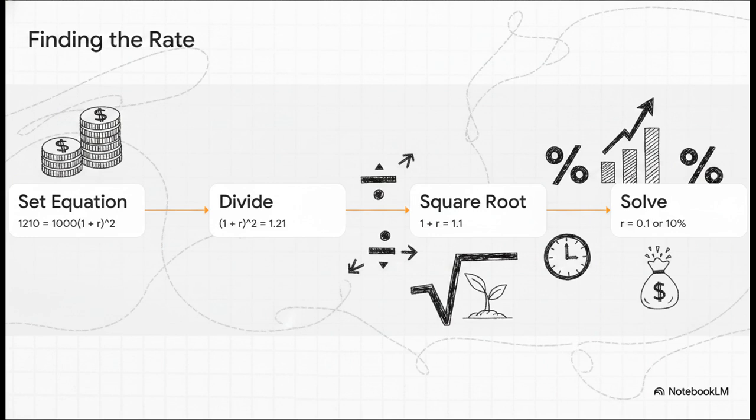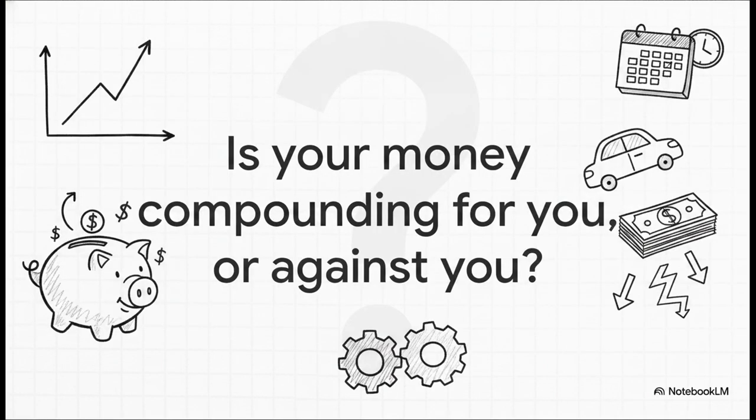Pretty cool, right? By understanding the simple math behind these transactions, you really unlock the ability to manage your financial future. Whether it's choosing the right savings account or understanding the true cost of a car loan, the formula is always the exact same. So as we wrap up this explainer, I want to leave you with one final, absolutely vital question based on what we've learned today. Is your money compounding for you or against you? Take a look at your own finances and run the numbers. Thank you so much for joining me today, and keep learning.